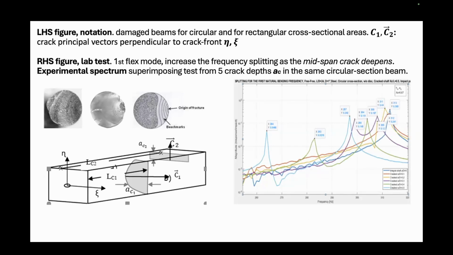This is a general sketch where you can have the crack in one direction or the other one. And here you can see them in a circular cross-section. And this is an experimental result where you concentrate on one bending frequency, on one bending mode, and I draw 5 depths of the crack and how they are falling apart. They all reduce the frequency value, they all reduce, but the distance between them increases.